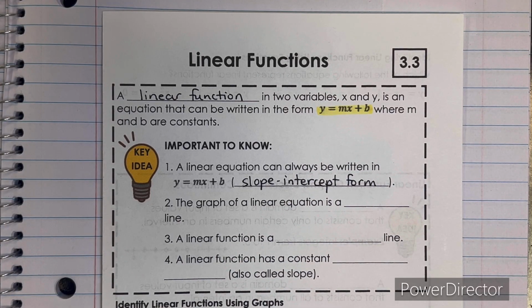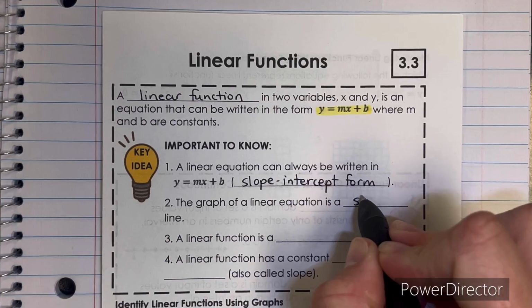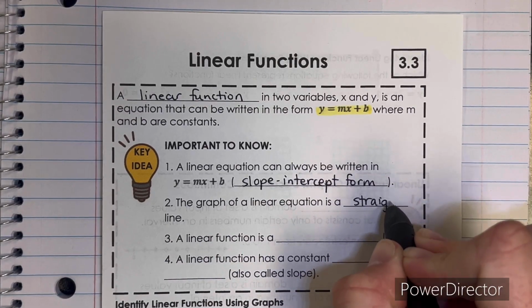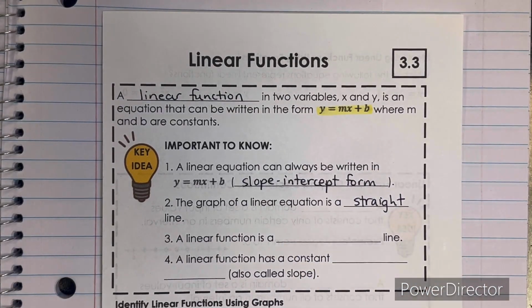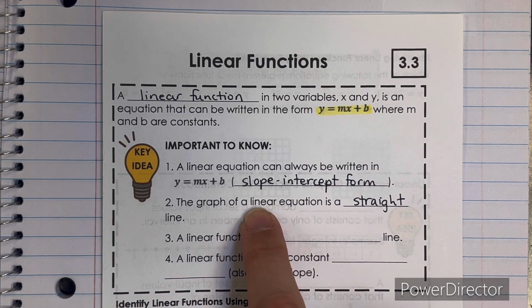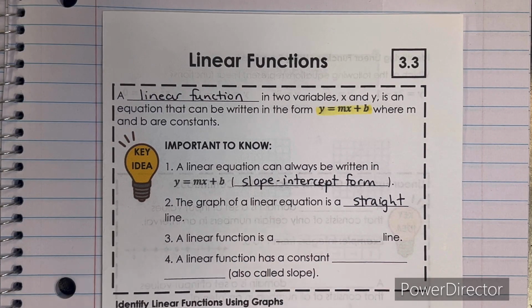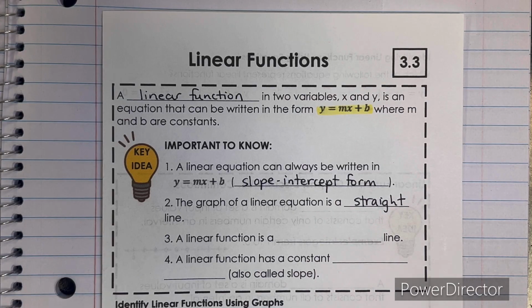The second thing, the graph of a linear equation is a straight line. You won't see any curves in a linear function. One thing that I've had some kids tell me in the past is when you look at the word linear, it has line in it, so they equate that to a straight line in their head, and that's how they remember that a linear function is a straight line.